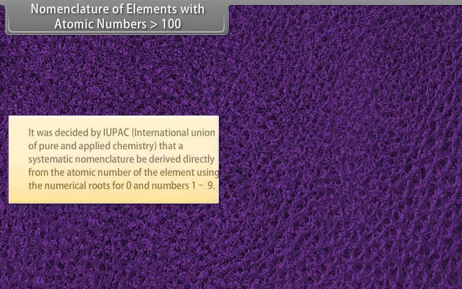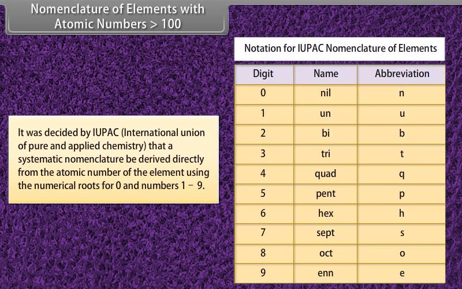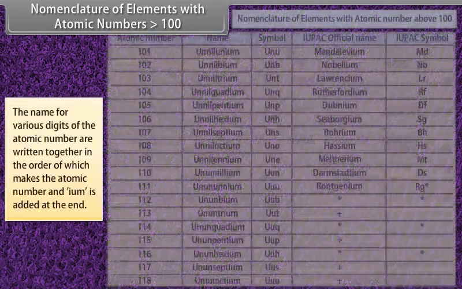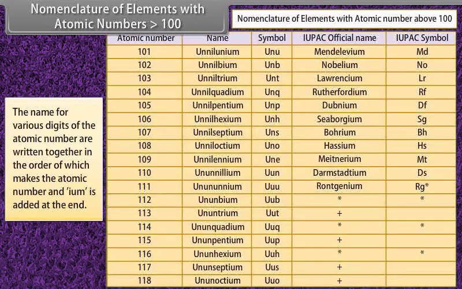Nomenclature of elements with atomic numbers greater than 100. It was decided by IUPAC, International Union of Pure and Applied Chemistry, that a systematic nomenclature be derived directly from the atomic number of the element using the numerical roots for 0 and numbers 1 to 9. The names for the various digits of the atomic number are written together in the order which makes the atomic number, and -ium is added at the end.